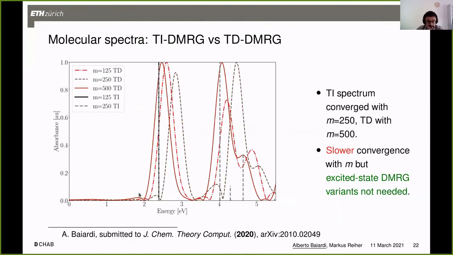And it's interesting to monitor and compare spectra calculated with TD and TI, time-independent DMRG. The convergence of the spectrum with time-dependent DMRG is slower, because we need at least M equal 500 to get the results that with TI-DMRG were obtained with a bond dimension of 250. But still, this is a good compromise, considering that TD-DMRG can get spectra in one shot.